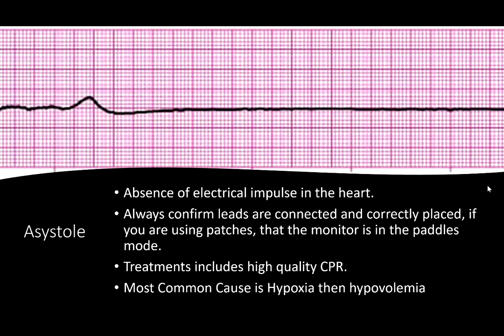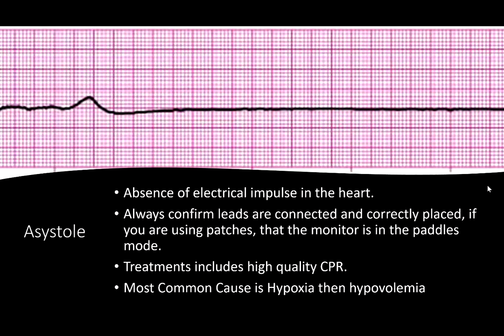So this is just a complete absence of any electrical impulse in the heart. VFib will eventually go down to asystole. It'll degrade into asystole once we've lost all of that electrical activity. Definitely confirm this. Make sure that your leads are correctly placed. Make sure that your leads are plugged into the monitor. If you're using your quick pads, your defib pads, to read the rhythm, make sure your monitor is correctly changed into paddles mode, which it'll typically do on its own once you plug in those defib pads.